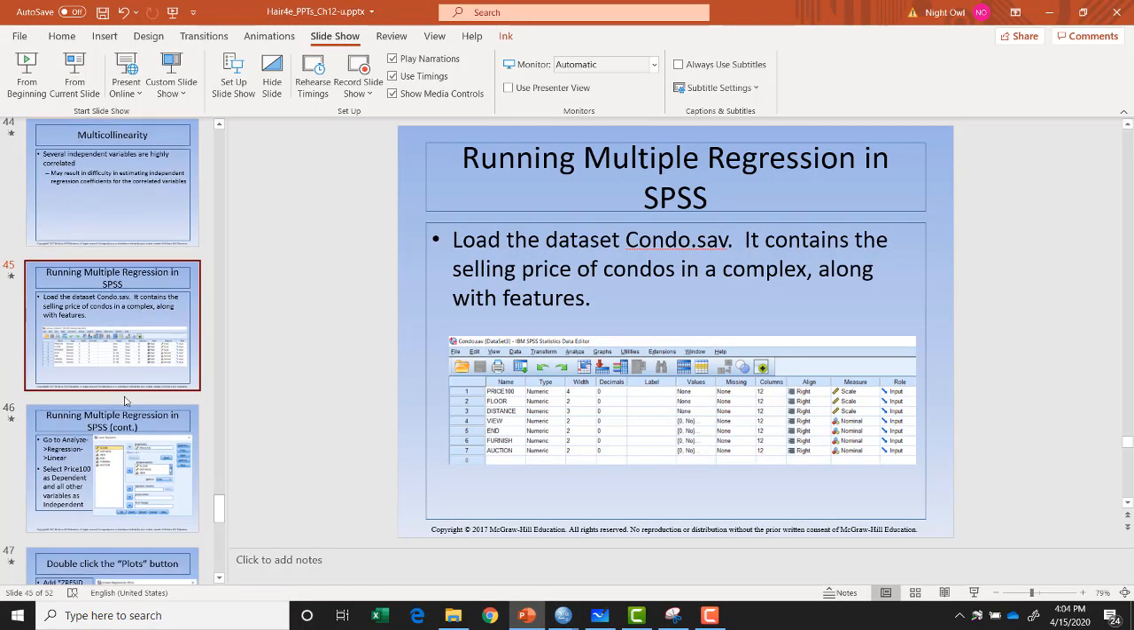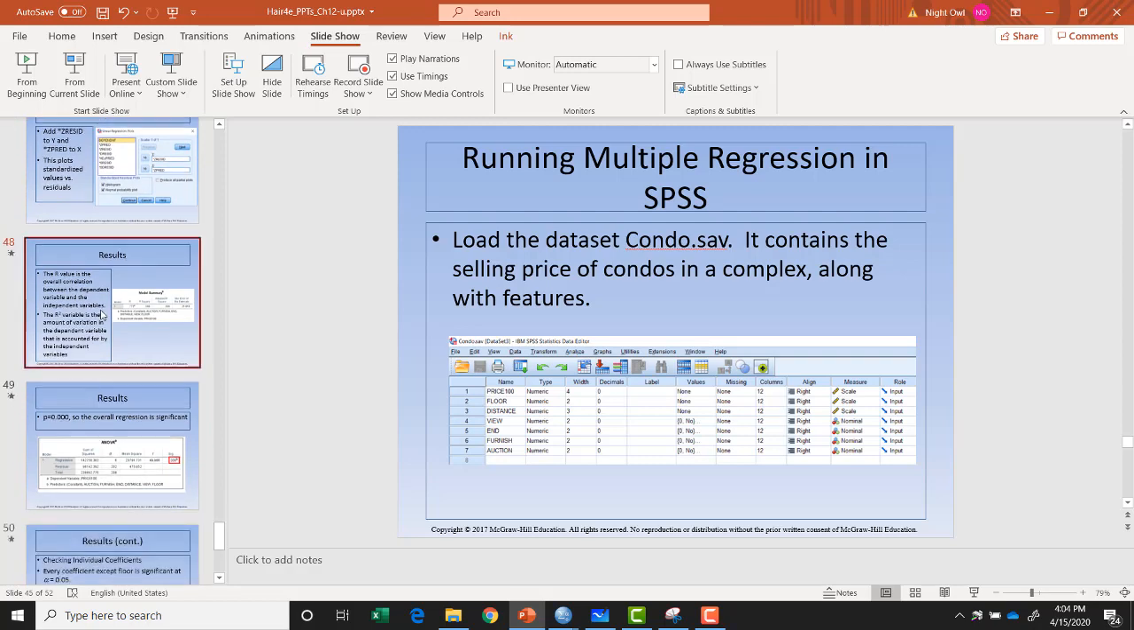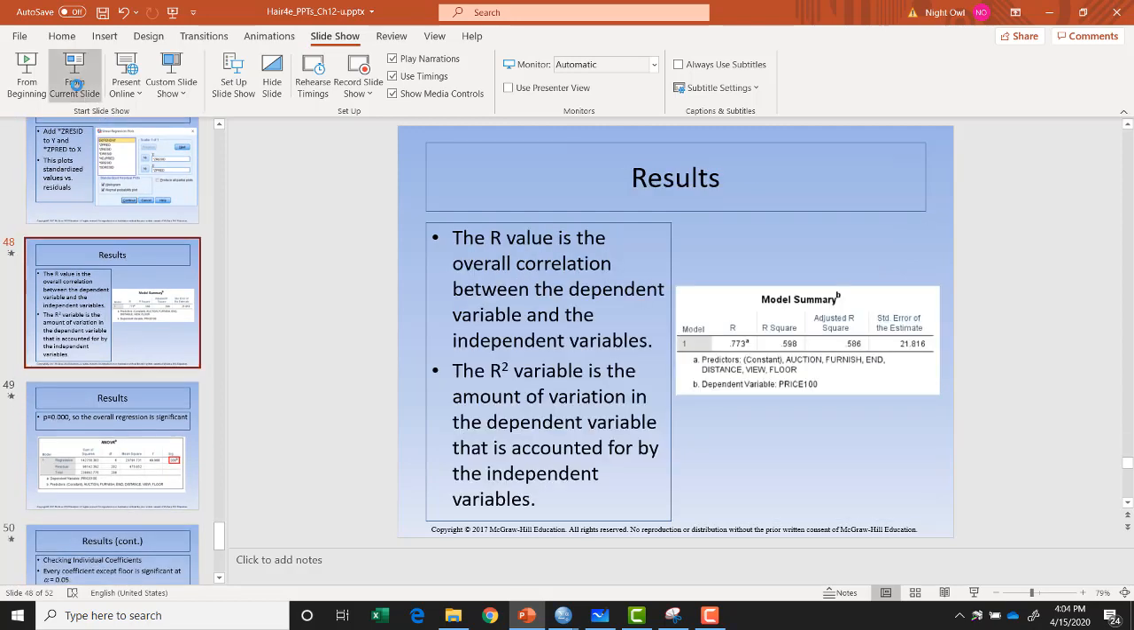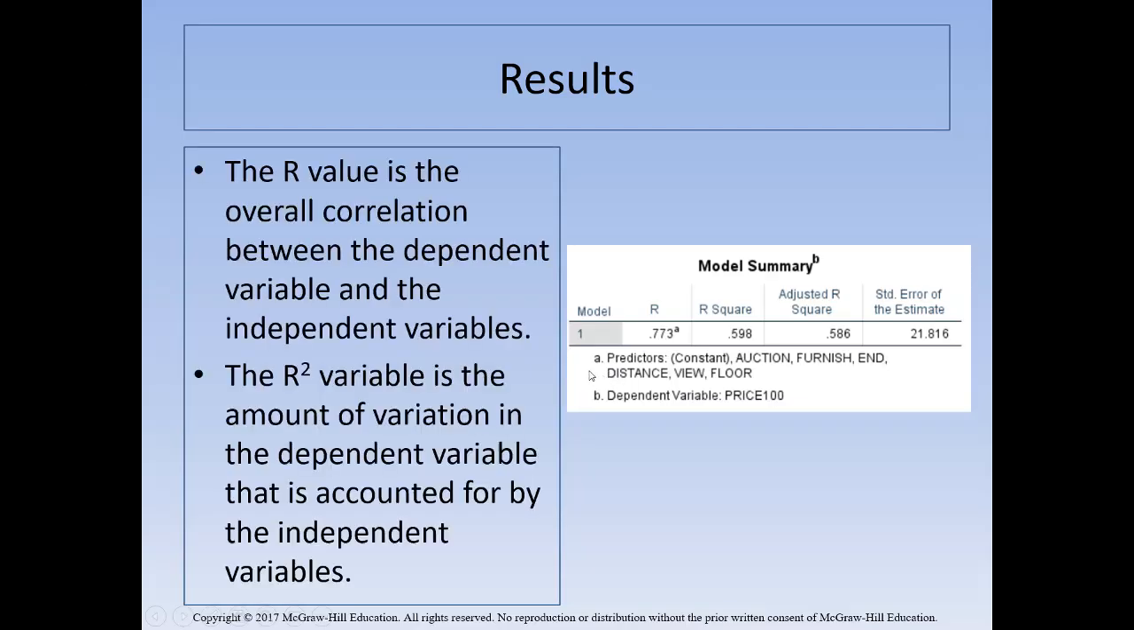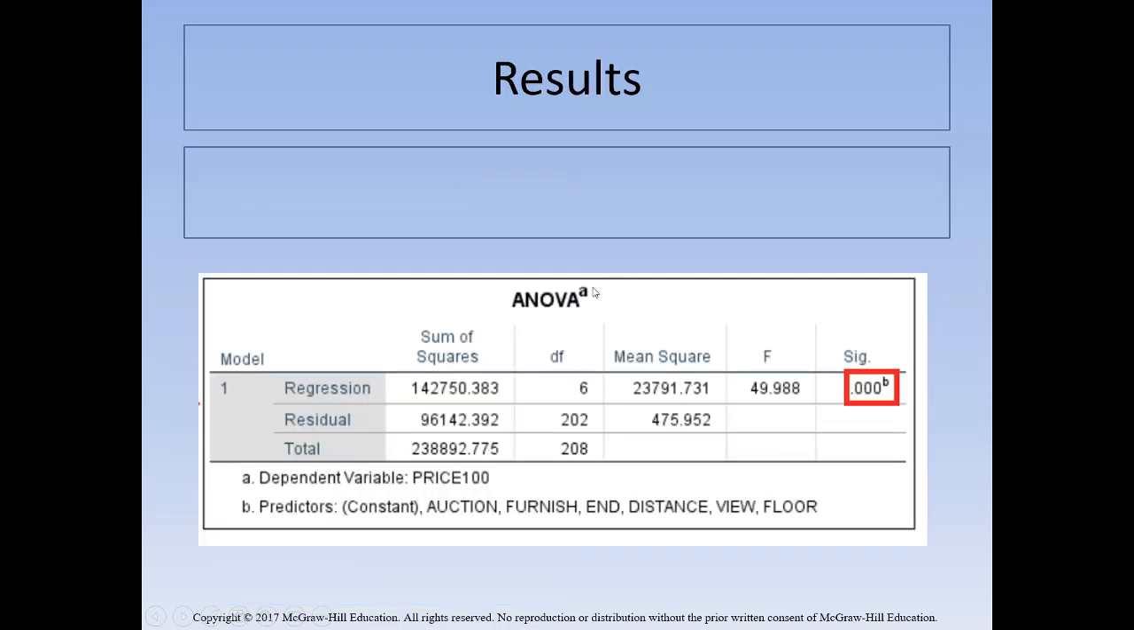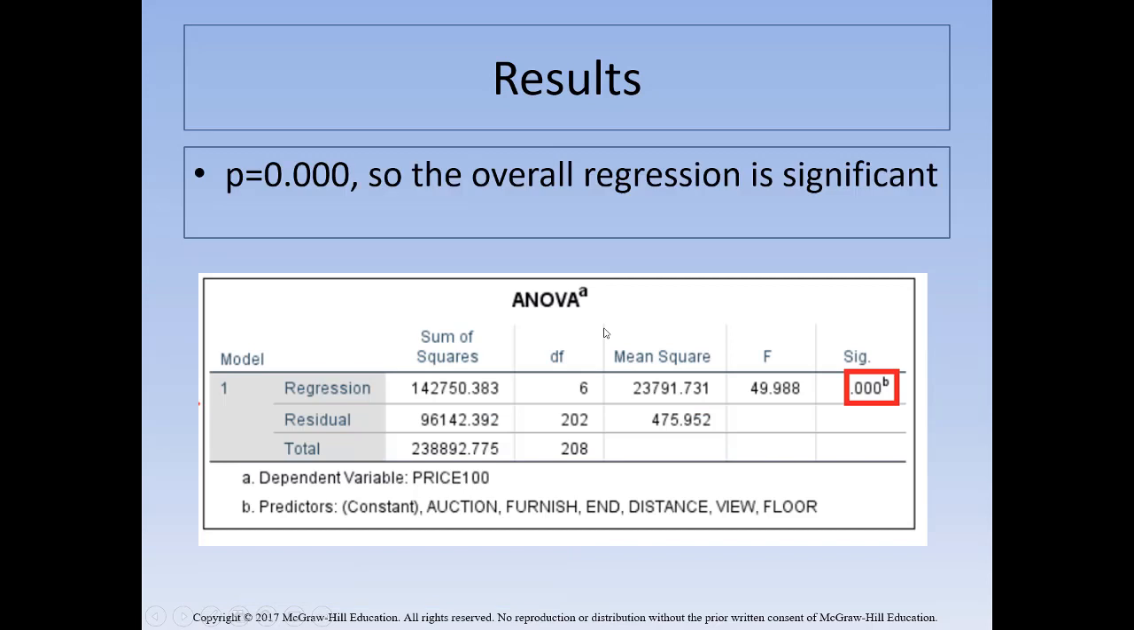So let's go back to the results. As I said, R squared is kind of the same as before, but it's all the independent variables this time. This is the overall test. And I'll just write this down for you. So my null hypothesis is that all my beta coefficients are actually equal to 0.